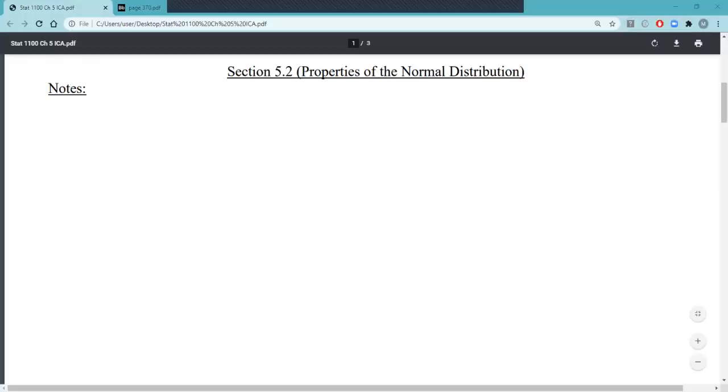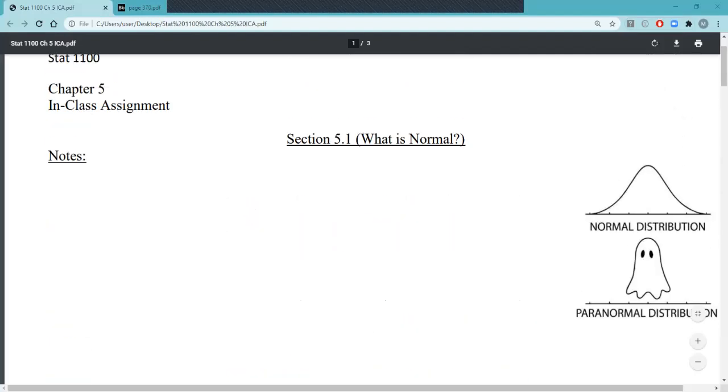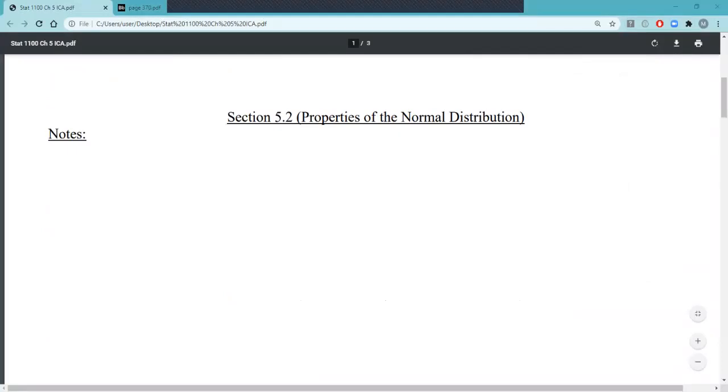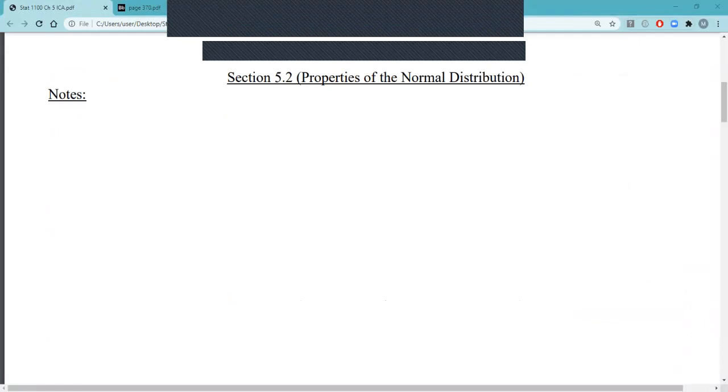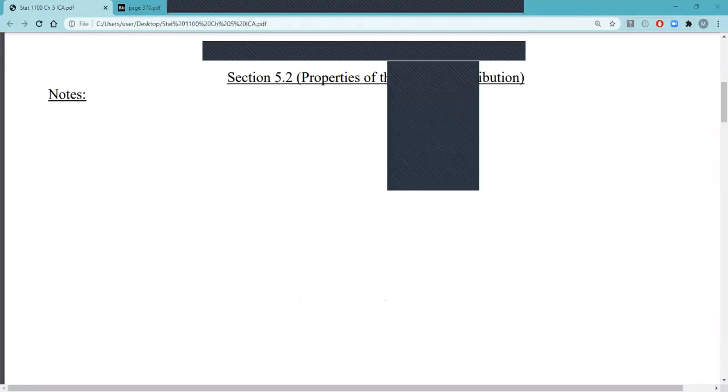In section 5.1, we talked about the normal distribution and using the 68, 95, 99.7 rule in the first half of 5.2. In this second half, we're going to work a little bit more with what are called standard scores. So I'm going to go ahead and get this pen set up.